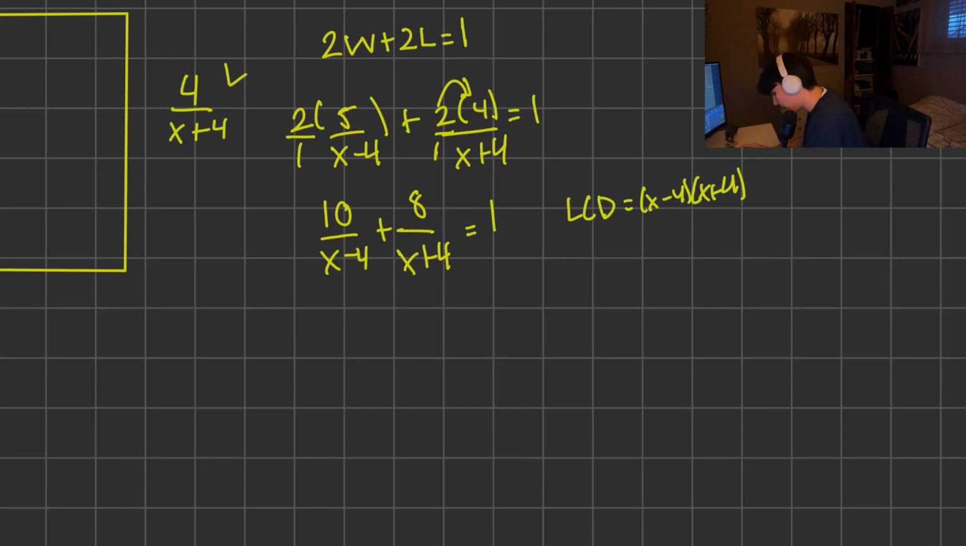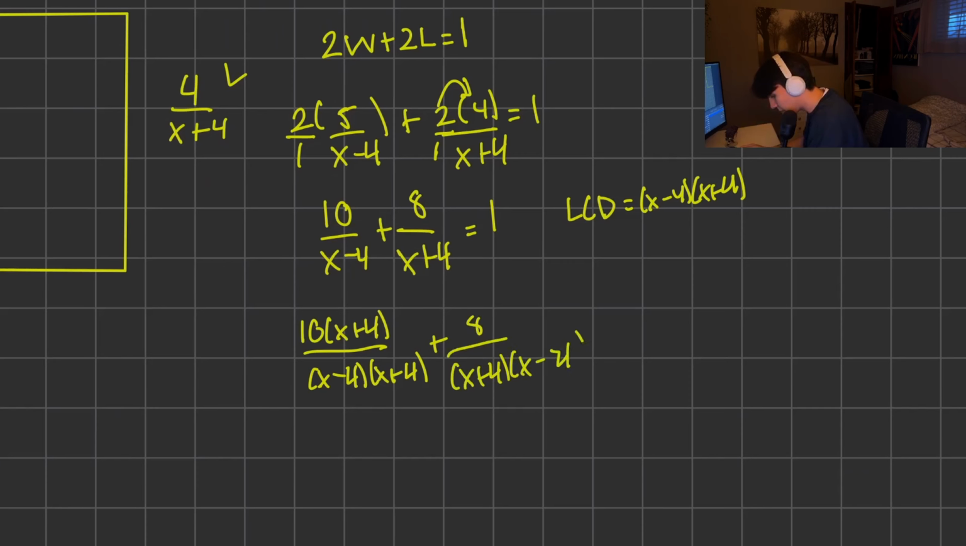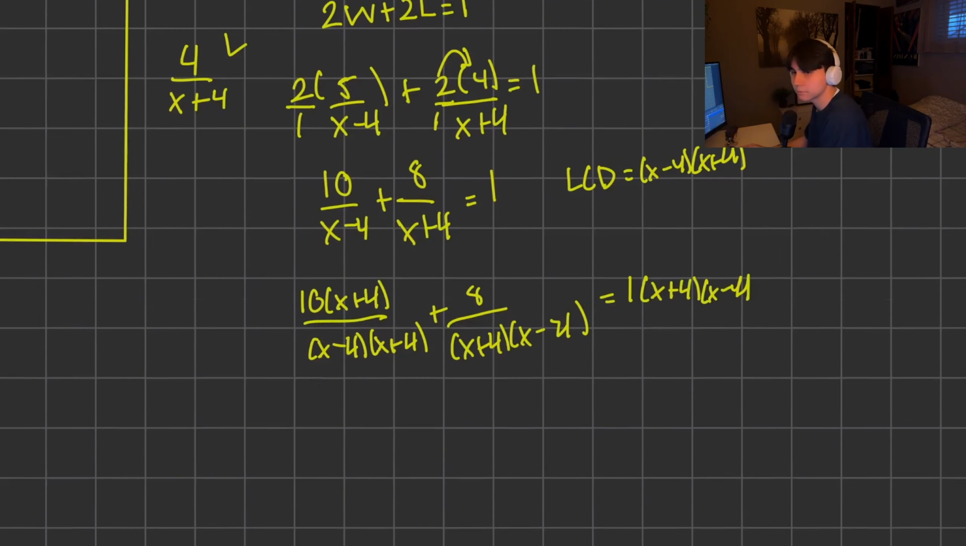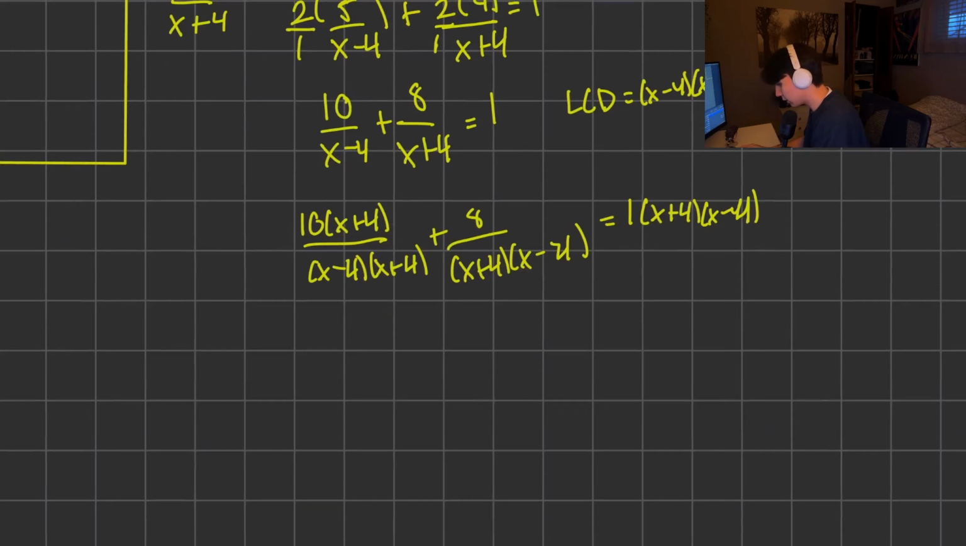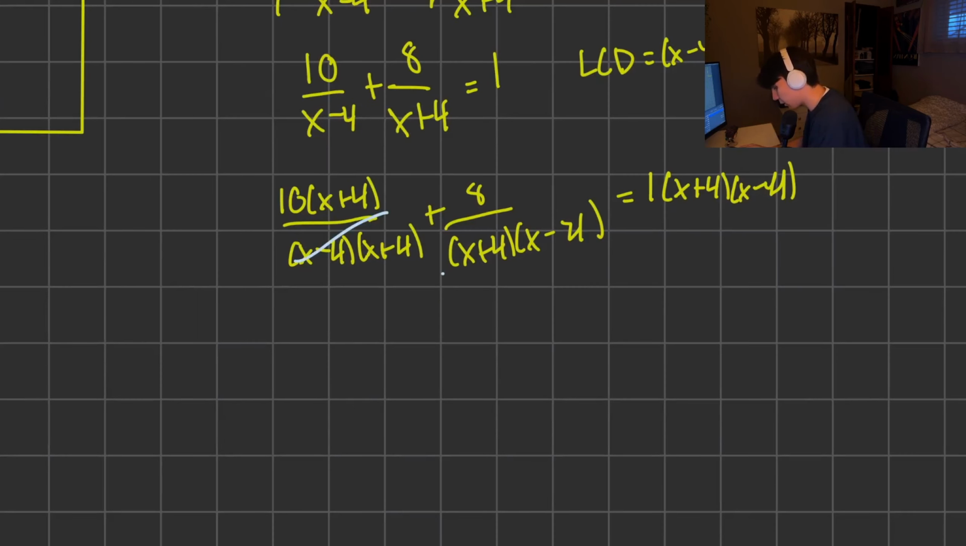Okay, so what this side of the equation here is missing is x plus 4. So you can multiply this by x plus 4 and our denominator by x plus 4, plus 8 over x plus 4 x minus 4. And since our 1 has neither, we're going to be multiplying this by x plus 4 and x minus 4. Close this bracket here. So now that we've done this, we can cancel out all our denominators since they're all the same. Just pretend I did this on the bottom here.